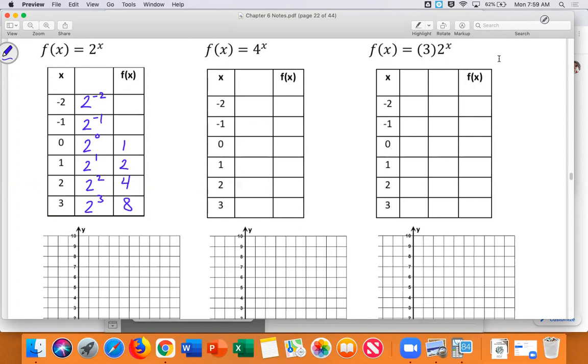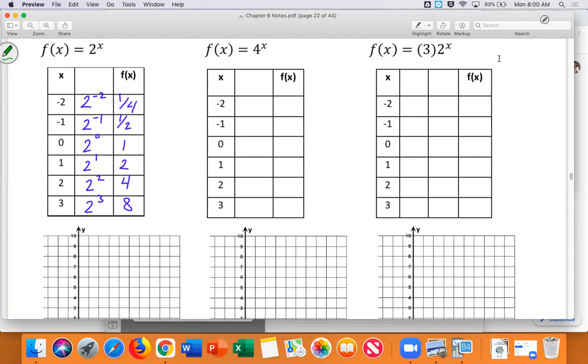Half, half, half. What's half of 1? 1/2. And we learned about that, right? 2 to the negative 1 was 1 over 2. And then 2 to the negative second would be what? What's half of 1/2? Nice job. So you completed the table. All right, let's look at the middle.